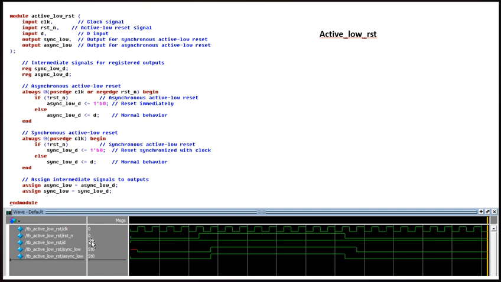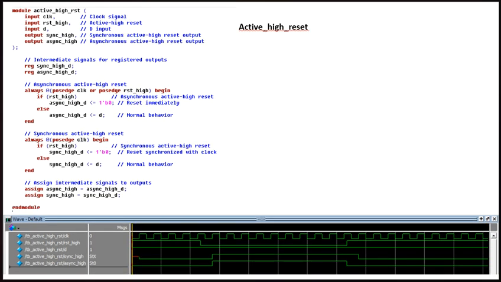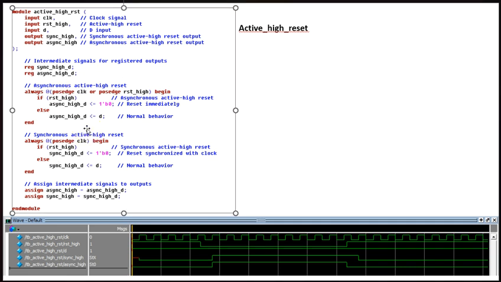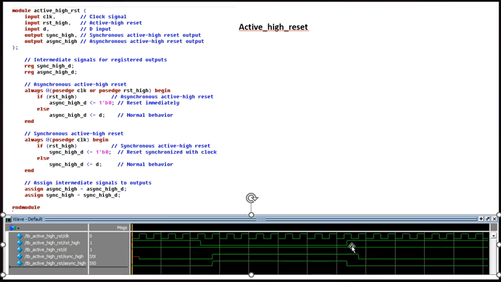So if we go for active high reset syntax, it is posedge of clock or posedge of reset, and synchronous active high reset is posedge of clock only. This is the main syntax of active high reset. If we see the waveform here, whenever we apply the reset signal in active high reset, going from 0 to 1, that is functional mode to reset mode. That's why here this is the reset mode.